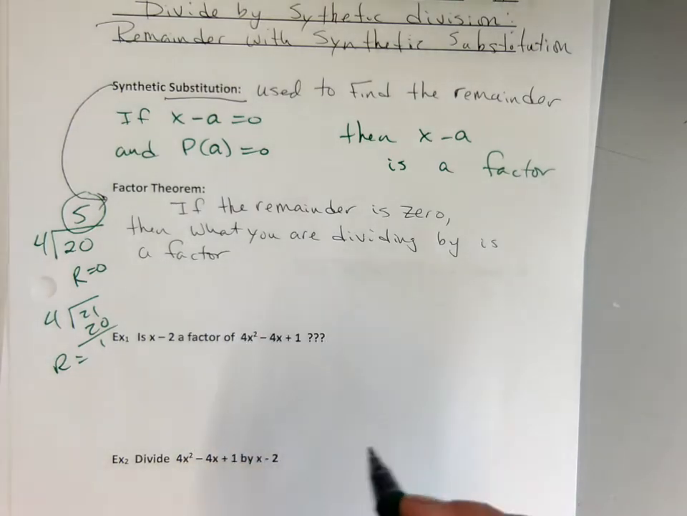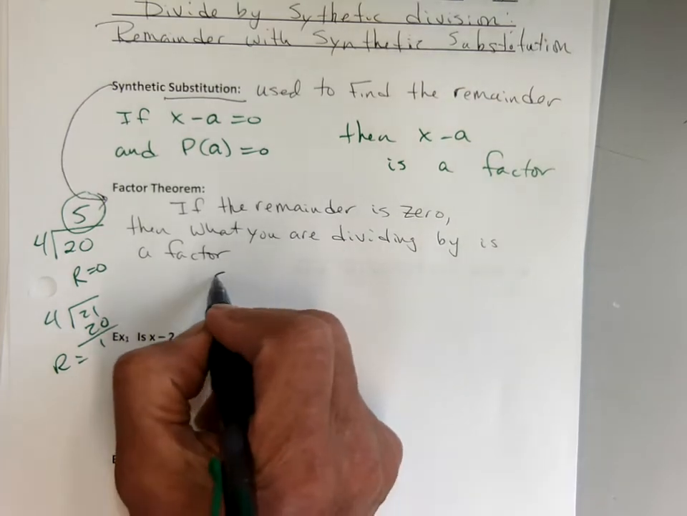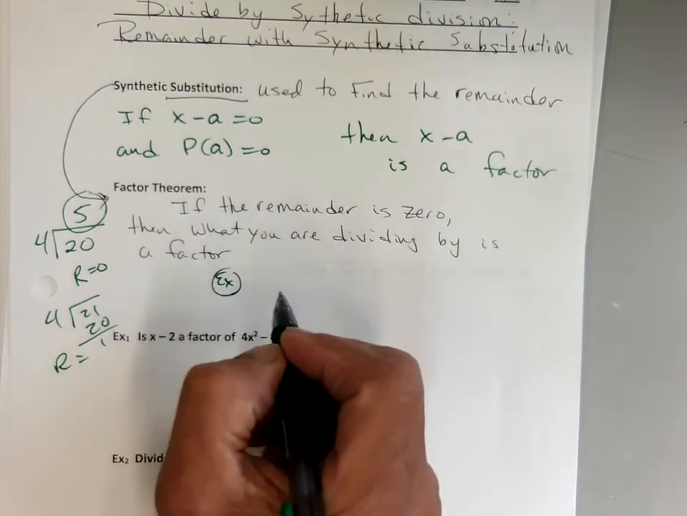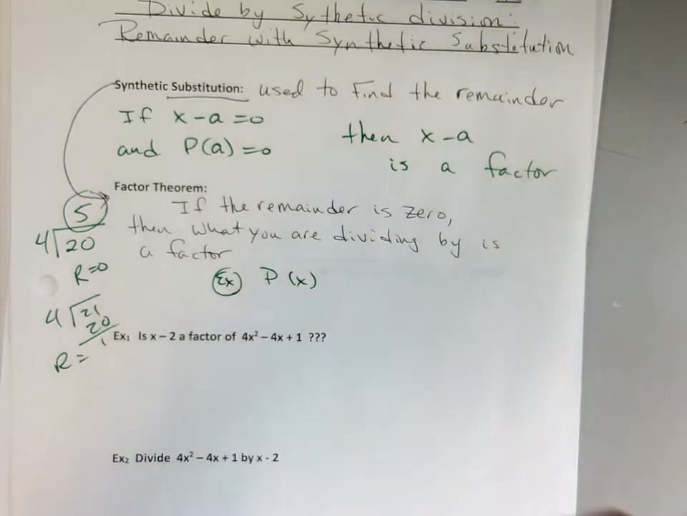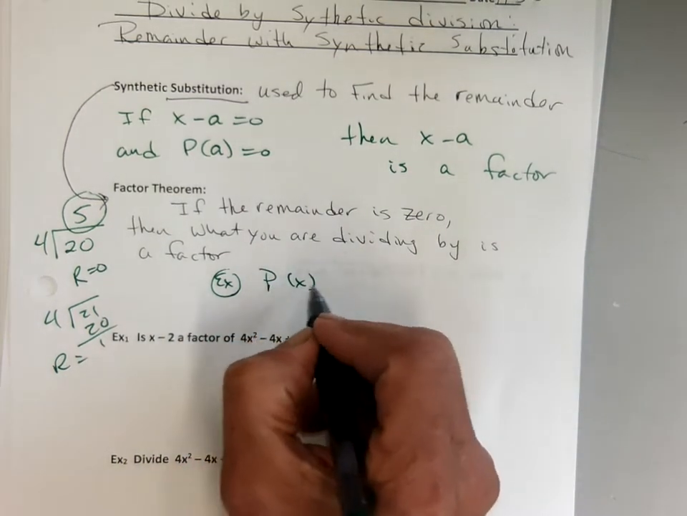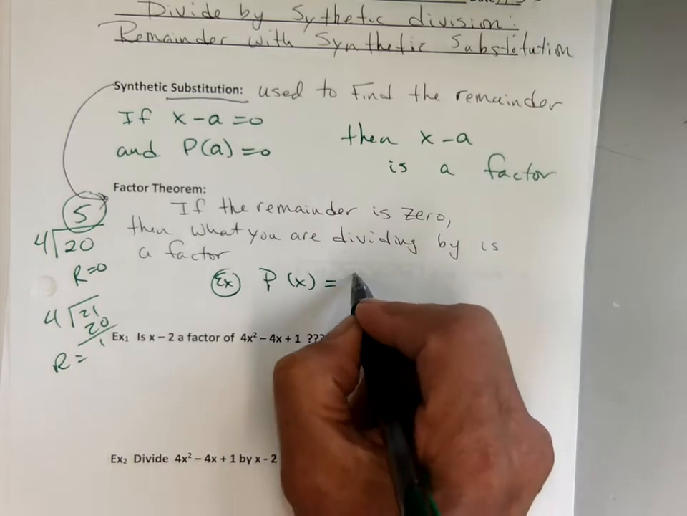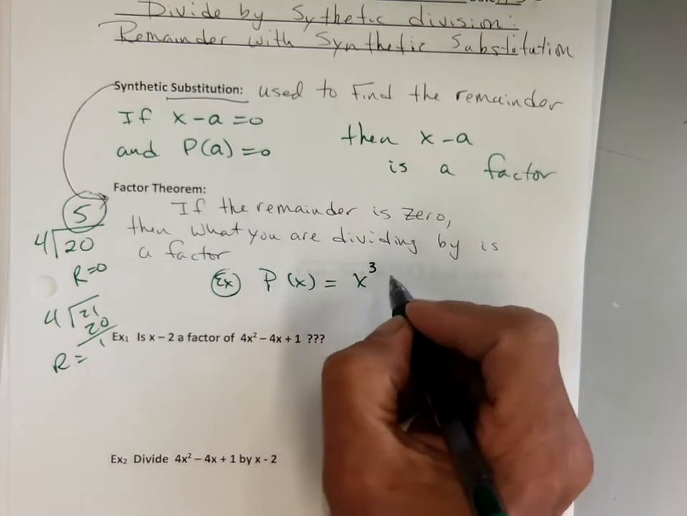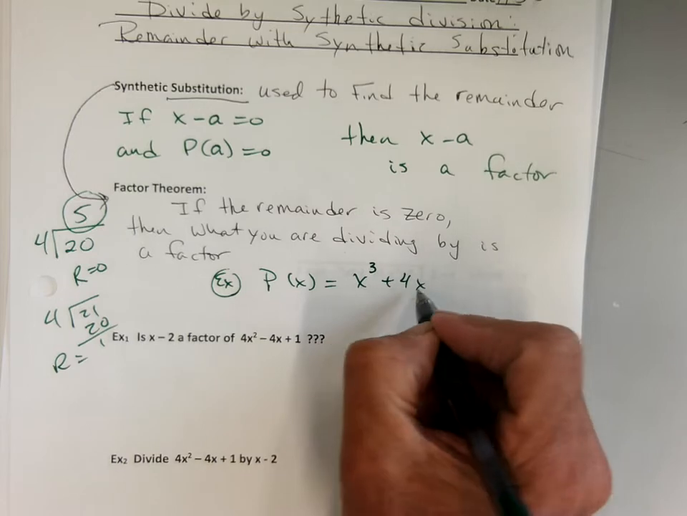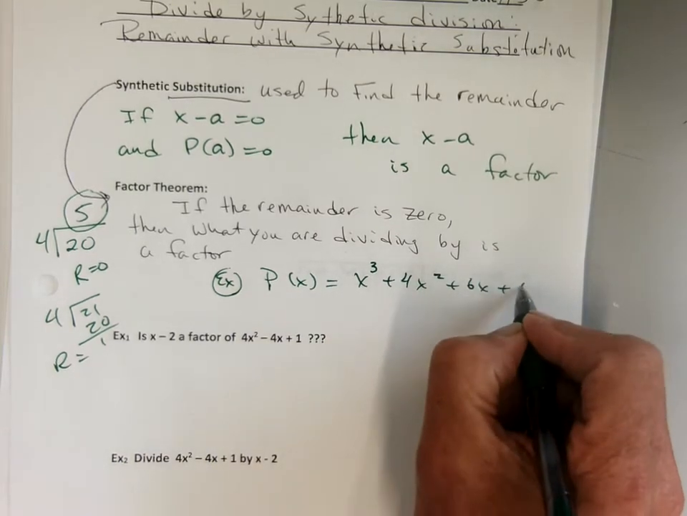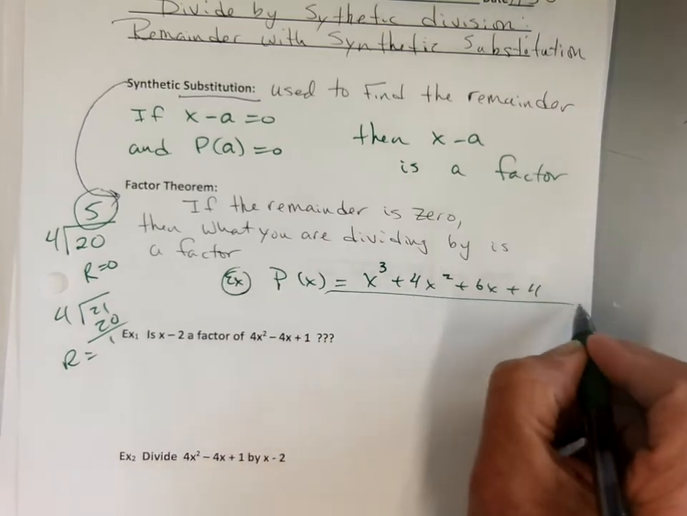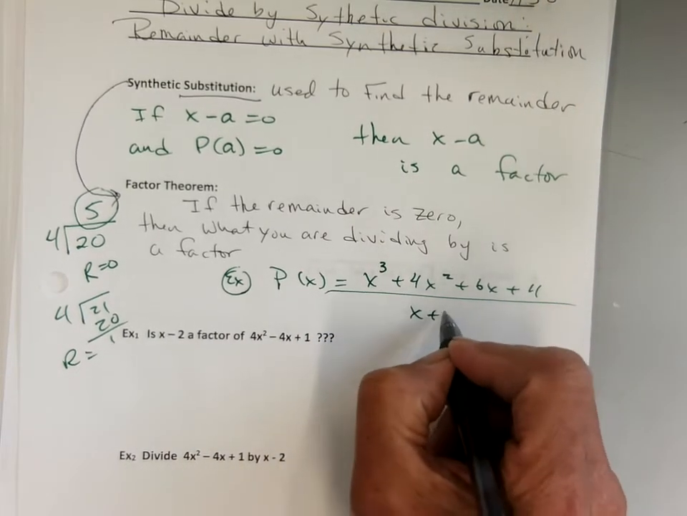Let me show you an example. I have p of x, that's my polynomial. They use p of x, polynomial. P of x is equal to x cubed plus 4x squared plus 6x plus 4. And I want to divide that by x plus 2. Okay?